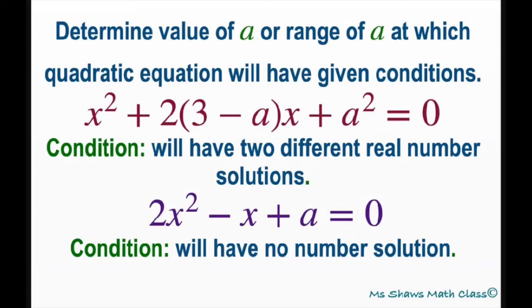Hi everyone, we're going to determine the value of a, or the range of a, at which our quadratic equation will have the given condition. The first quadratic equation has to have two different real number solutions, and our second quadratic equation has to have no real number solution, so it's a complex solution. Both of these have to work together. Whatever works for both of these will be our value of a.